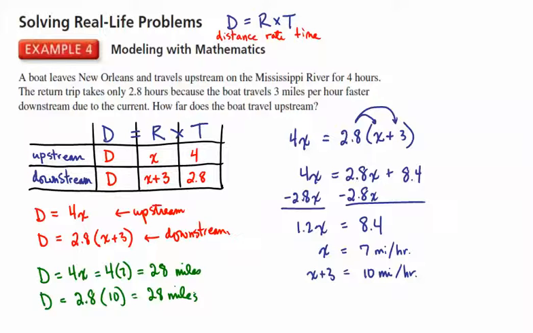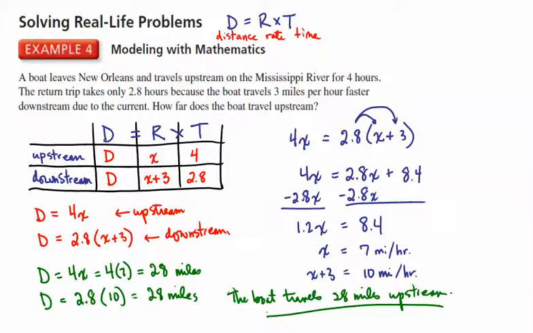So we would write the boat travels 28 miles upstream. And that's the answer to our question there.